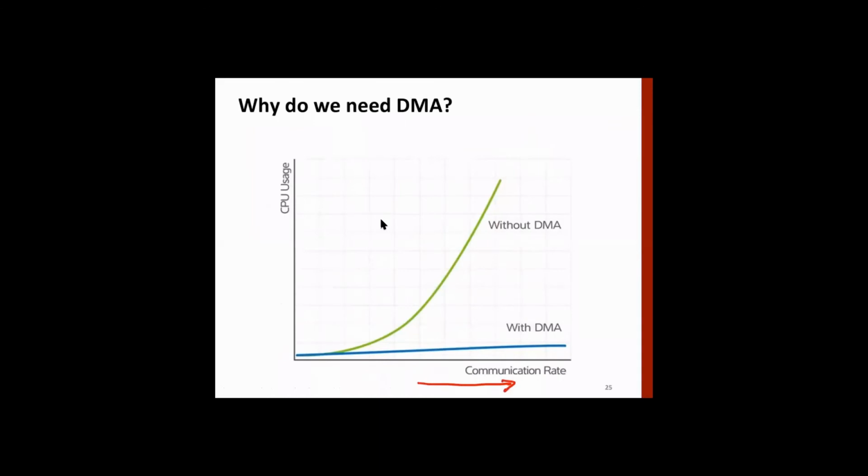All right. So now we can see that this is the communication rate. Say, for example, disk communication. Disk is getting faster and faster and communicating more and more, so the communication rate is going up as a result of that. And this is CPU usage. If there is no DMA, or direct memory access, then the CPU usage will be very high.